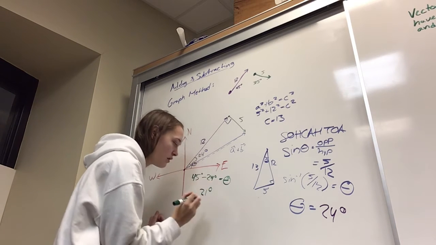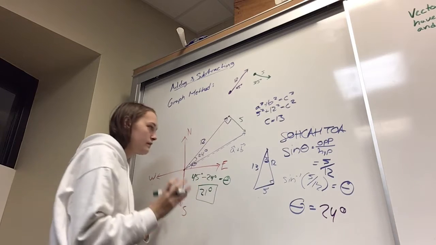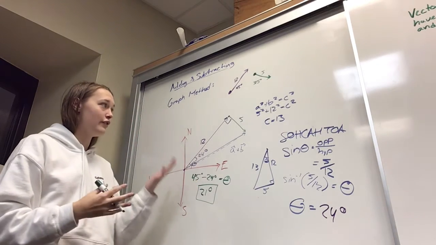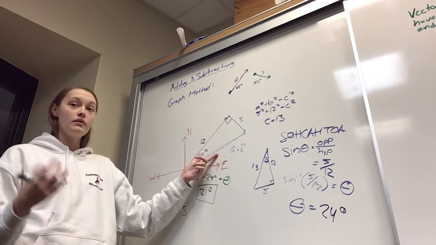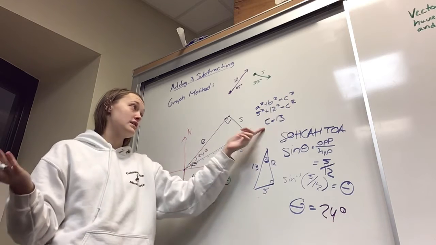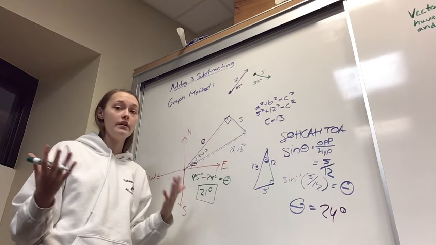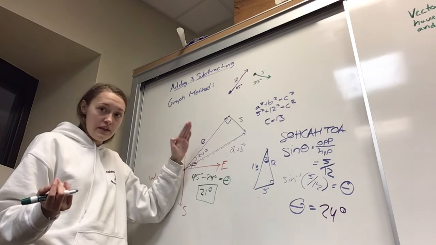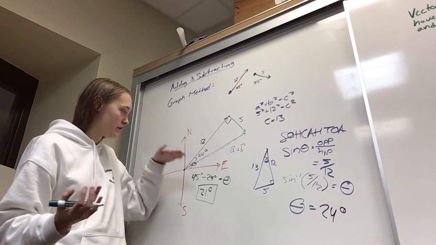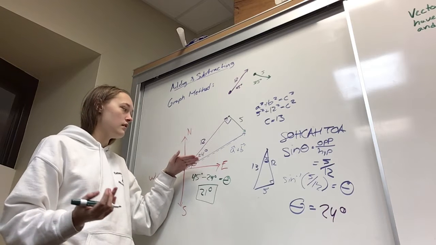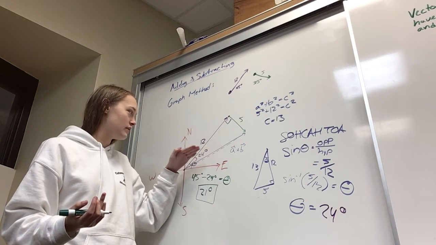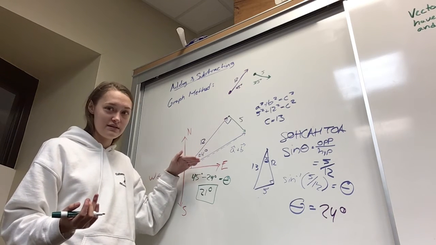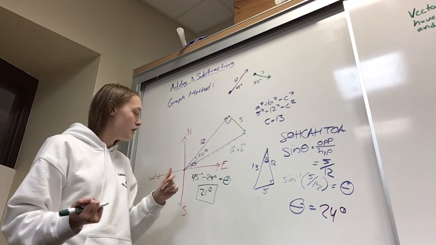21 degrees. So in the end, we figure out the magnitude, or how far the boat is traveling, is 13 miles, and we figure out that it is going 21 degrees off of the east coast. So it's going 21 degrees northeast. North 21 degrees east, I believe is how it's said.